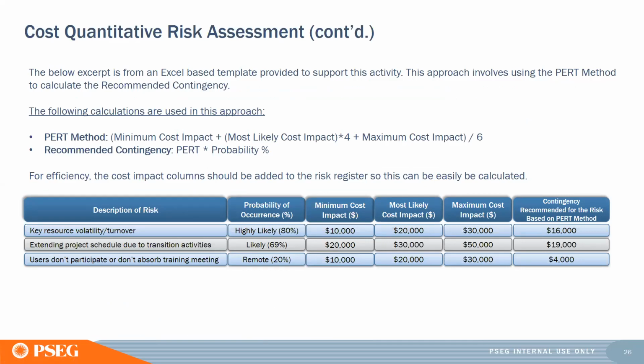So let's look at a description of a risk. Let's take the first one, key resource or resource turnover. It's highly likely that this risk would occur. And so you look at the minimum cost impact plus the most likely cost impact times 4, and then plus this maximum cost impact. And that gives you your contingency that you should plan for based on the PERT method.